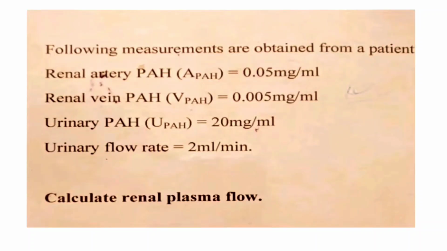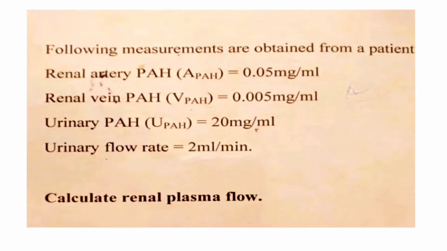The following measurements are obtained from a patient, and there are 4 sets of values here. Renal artery PAH is given as 0.05 milligram per ml. Renal vein PAH is given as 0.005 milligram per ml. Urinary PAH is given as 20 milligram per ml. Urinary flow rate is given as 2 ml per minute. How to calculate the renal plasma flow?